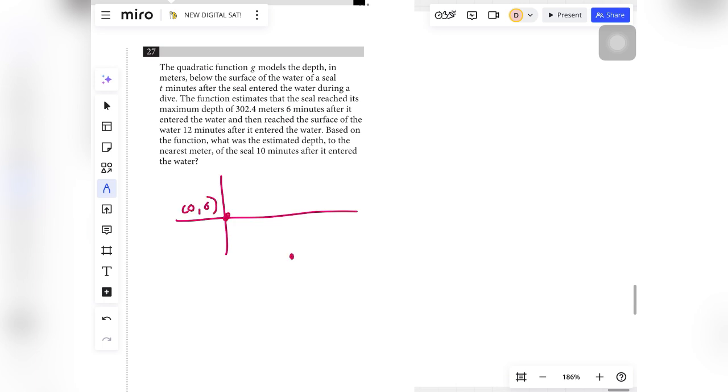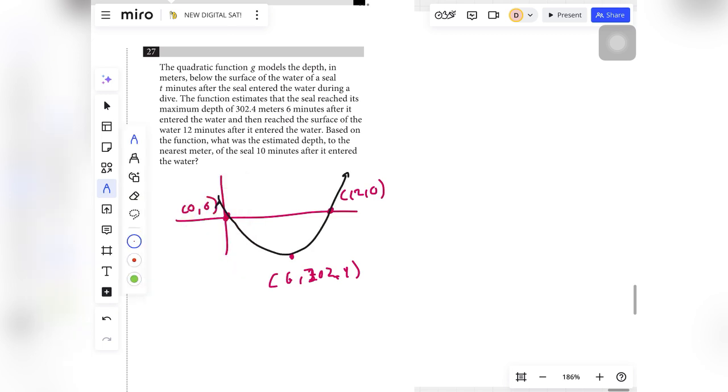He starts at the surface at time equals 0, so 0, 0, and then his maximum depth at 6 minutes, 6, 302.4. I know that doesn't look like a 3, and every time I try to fix it, it gets worse. Then he resurfaces at 12 minutes, 0 meters, because his depth is now 0. And it's a parabola. Great. Now we can use Desmos, plug in these 3 points, and we can get the equation of the parabola.